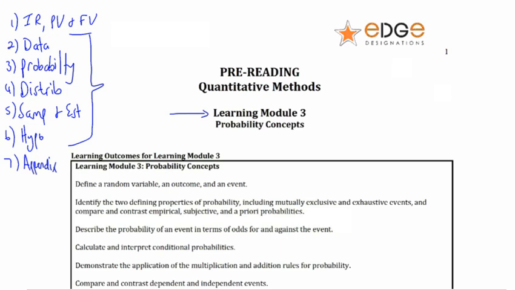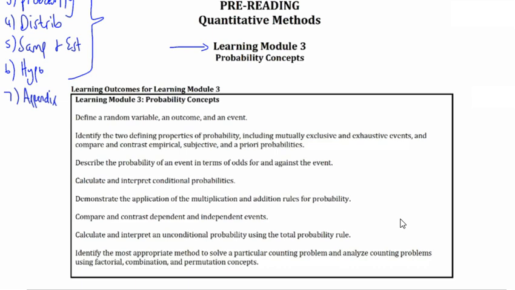But let's get down to business, what we have to deal with today. Learning module number 3, probability concepts. As you can see on the very front page, we give you what we call the LOSs, learning outcome statements, for module 3. And there they are.